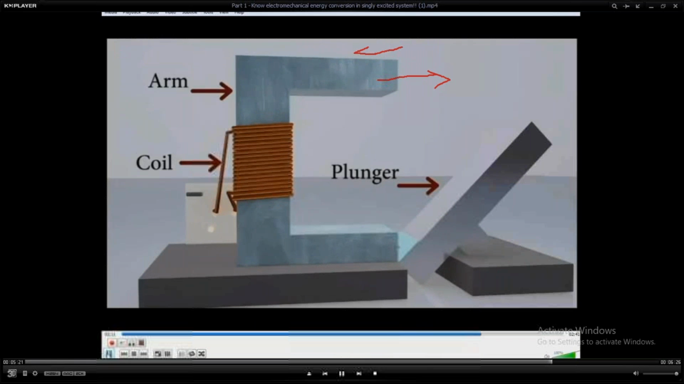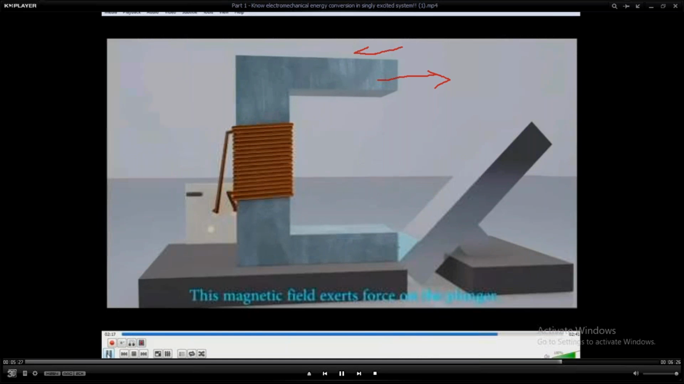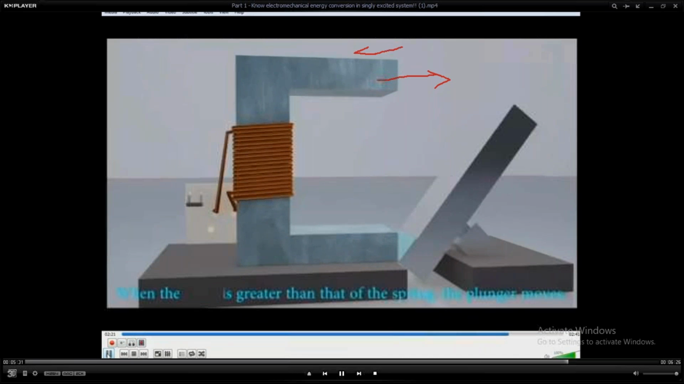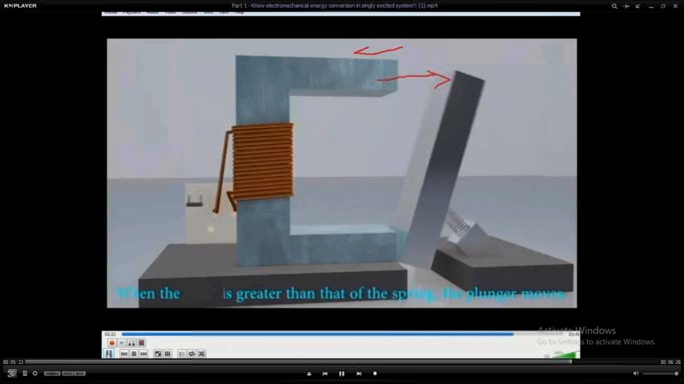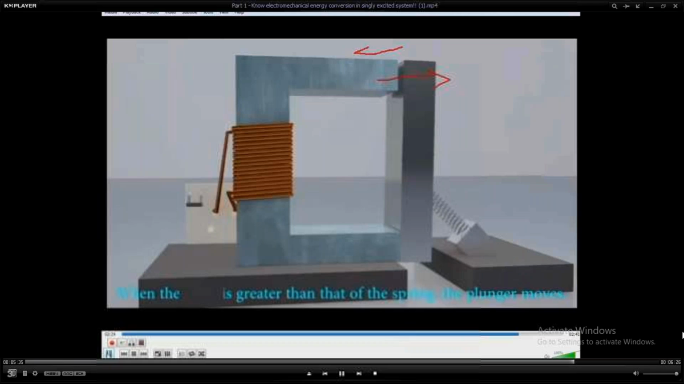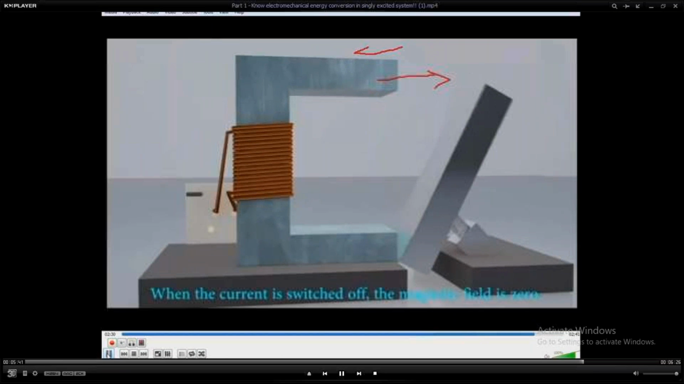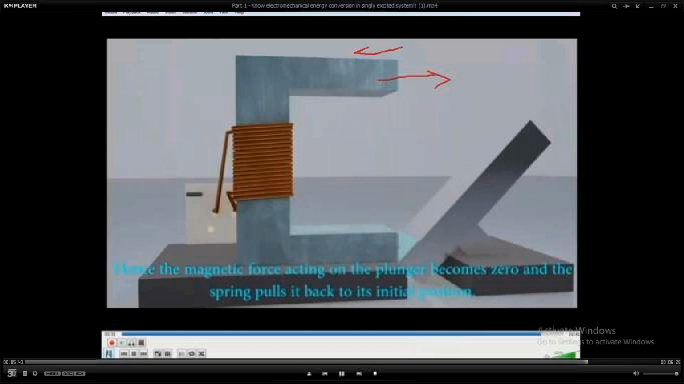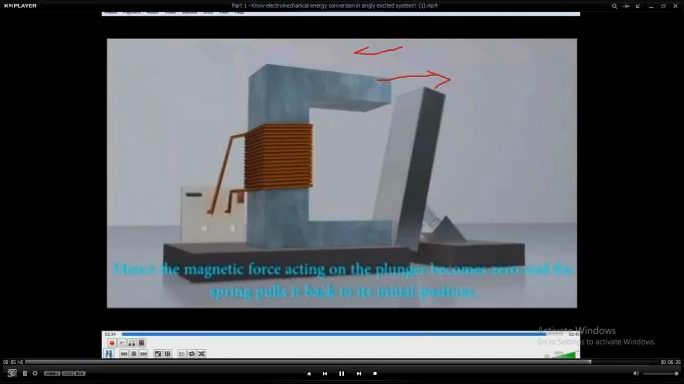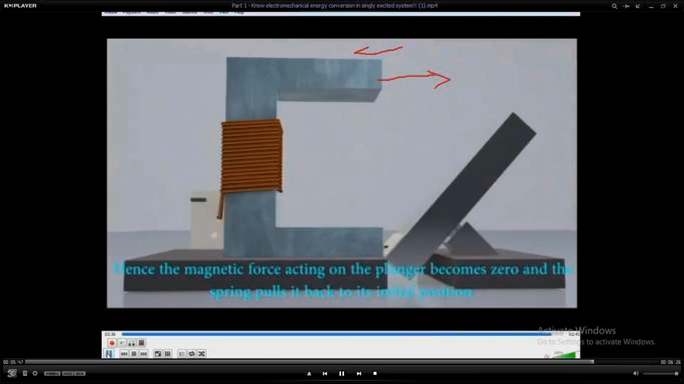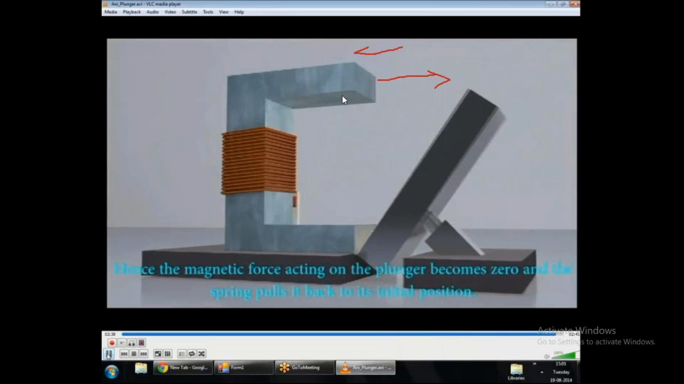Then we have another mechanism, which is also a singly excited system. In this case, we do not have exactly linear motion, but an angular kind of movement of the plunger. As soon as we turn on the current flowing through the coil, the plunger would be pulled towards itself, and it would close. When the current stops flowing, the plunger would come back to its original position with the help of the spring. So this, as we see again, is a motion.